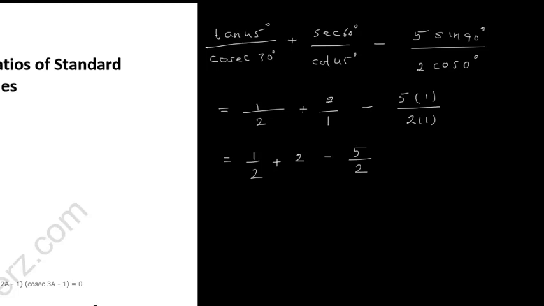Now 1 by 2 minus 5 upon 2, I will move this minus 5 upon 2 plus 2. Now this 1 by 2 minus 5 by 2, 1 minus 5 is minus 4 by 2, plus 2. Minus 4 by 2 is minus 2, so minus 2 plus 2, and finally I will get the answer as 0.